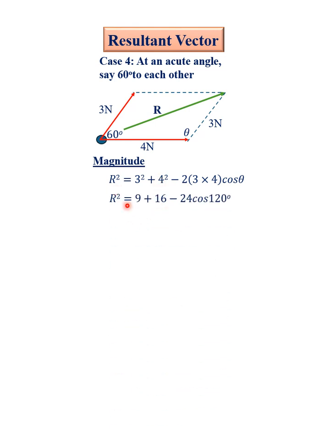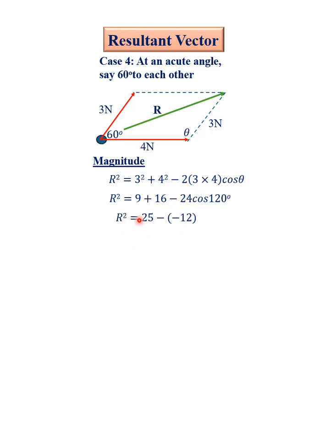So R square is equal to 3 square, which is 9, plus 4 square, which is 16, minus 3 times 4 is 12, 2 times 12 is 24, cos 120, because we just resolved that theta is 120. Let's solve further.